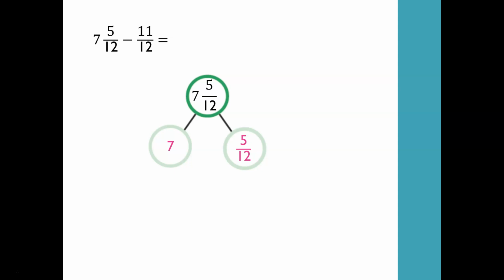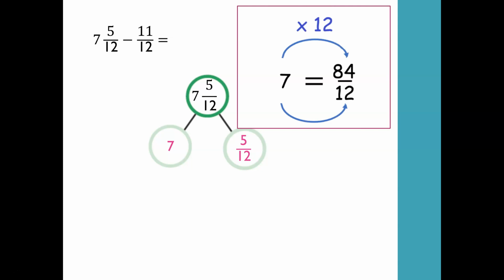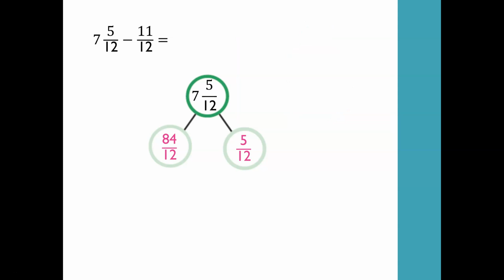I want to find out how many 12ths are in 7 wholes. So I multiply 7 by 12, and that gives me 84. 84 12ths. My part whole model is now showing me that 7 5/12 is in fact 84 12ths and 5/12. I can rewrite my equation now showing only fractions. 89 12ths take away 11 12ths. Reducing the numerator by 11 will leave me with 78 12ths.